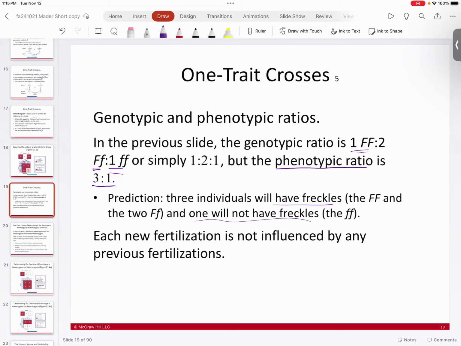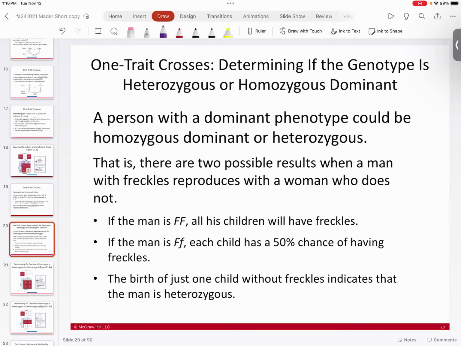However, the problem is each fertilization, that is to say each child, is not influenced by the previous one. So for instance, if you have a child in the first round who is homozygous dominant, it doesn't necessarily mean that you're going to have a heterozygote and a homozygous recessive. What that means is that every single time you have a kid, you have a 75% chance of having a freckled child. So you could have 10 kids and they could all have freckles. Each one only influences that particular child, that particular birth.